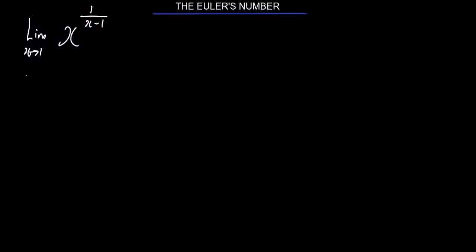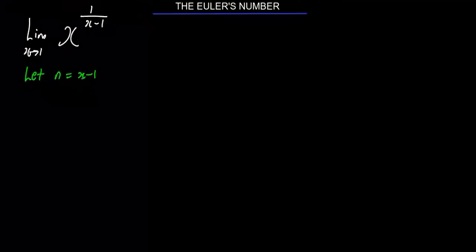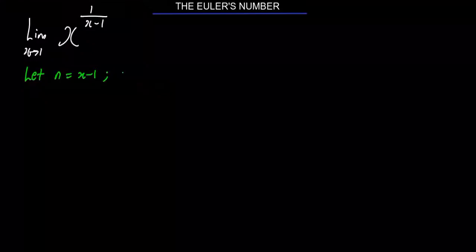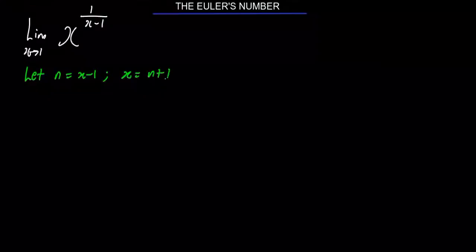I can say let n be equal to x minus 1. And if you observe, if n is equal to x minus 1, that implies that x should be equal to n plus 1. Now, this is what I have. You also substitute this point as x tends to 1.